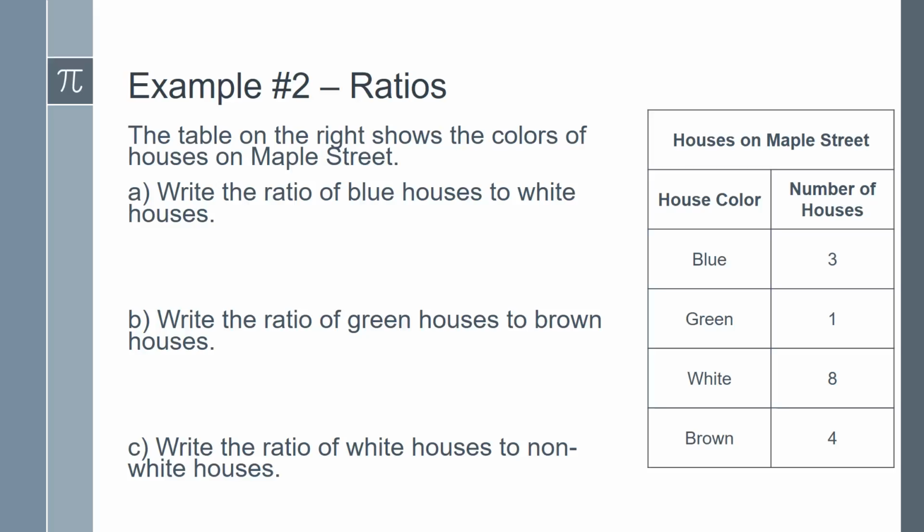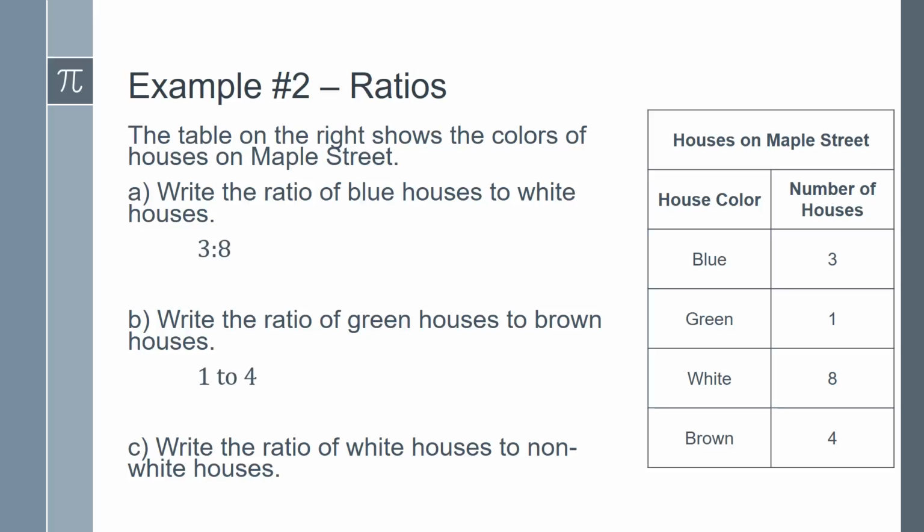Let's take a look at example 2. The table on the right shows the colors of houses on Maple Street. Write the ratio of blue houses to white houses. There are 3 blue houses and there are 8 white houses, so our ratio is 3 to 8. For part B, we need to write the ratio of green houses to brown houses. There's 1 green house and 4 brown houses, so the ratio is 1 to 4.